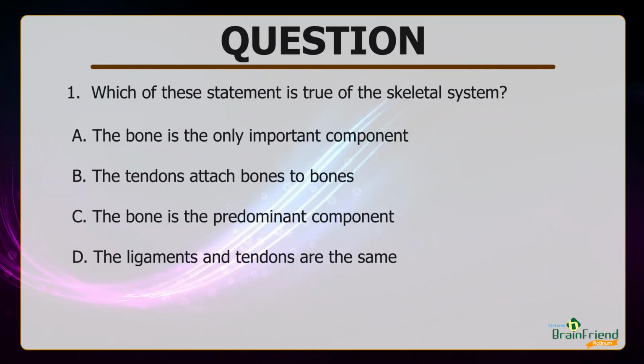So, how well can you remember what we've learned so far? Let's test ourselves with these few questions. Question 1. Which of these statements is true of the skeletal system? Option A. The bone is the only important component. B. The tendons attach bones to bones. C. The bone is a predominant component. Or D. The ligaments and tendons are the same.